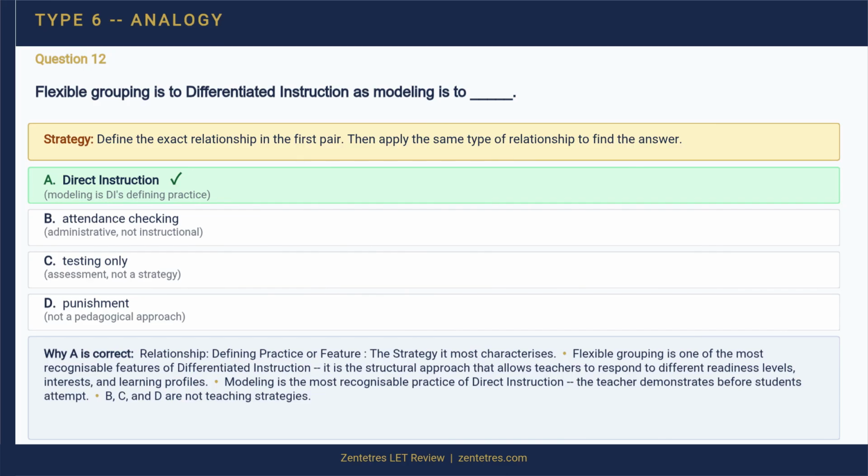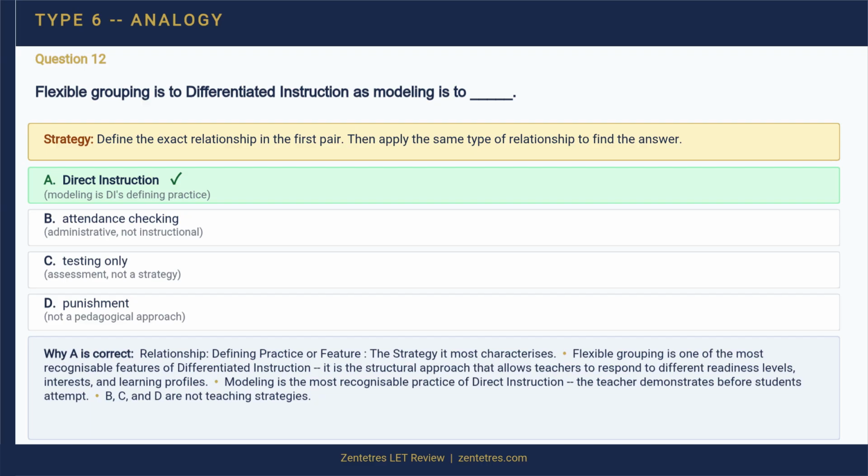Type 6. Analogy. Relationship: defining feature or practice, the strategy it most characterizes. Flexible grouping is one of the most recognizable structural features of differentiated instruction. It is how teachers physically organize learners in response to different needs. Groups that shift and change depending on the task, the goal, or the learner's readiness.